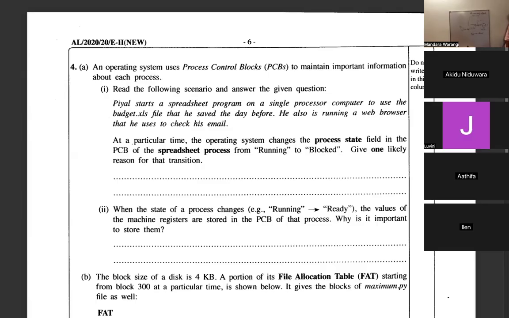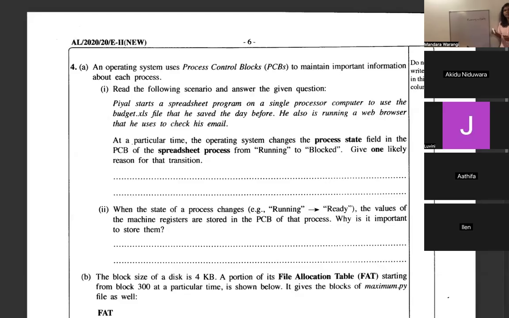Then, when the state of the program changes from running to ready, the values of the machine registers are stored in the PCB of the process. Why is it important to store this value? Why is it important when the process is running and then changes to the ready state?